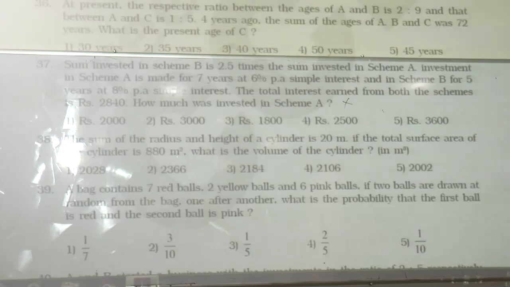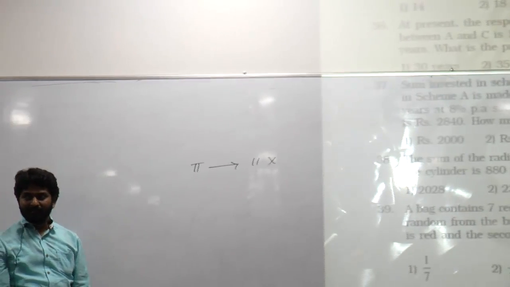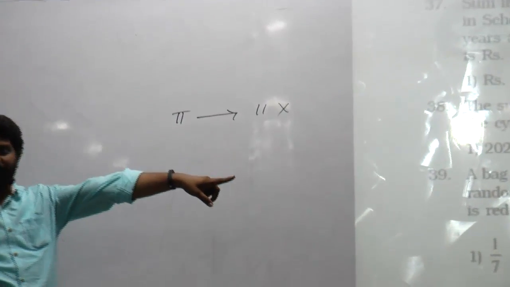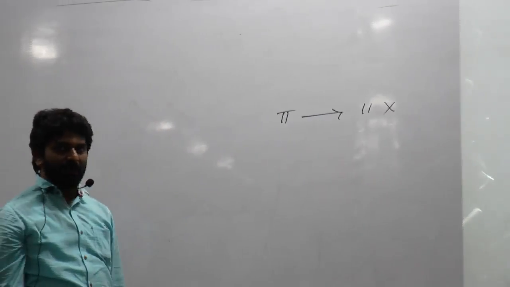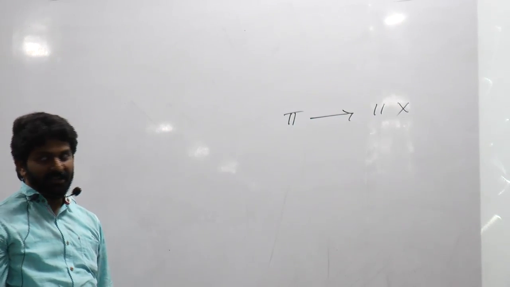See, whenever pi is involved, just go for 11 multiplication verification. There is only one option which is a multiple of 11. 2002 is the only 11 multiple. That's the final answer. Satisfied?